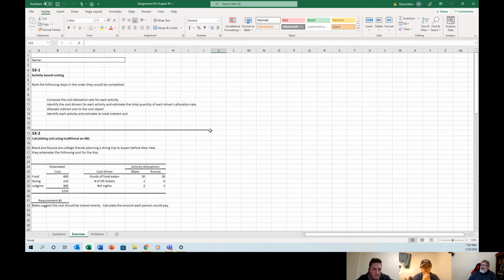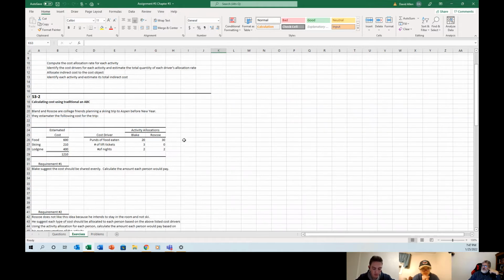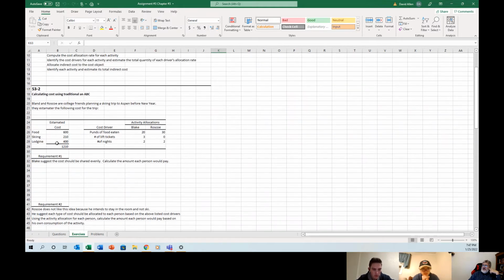Okay. So again, questions like we've had before, activity based. Rank the following steps in the order in which they would be completed. So you go through there and figure out what order they would be done in. In this case, the story problem kind of does it for you. It estimates your cost for what food is, for what skiing is, and for what lodging is. So that cost pool that the guy was talking about on the video, there's your cost pool.